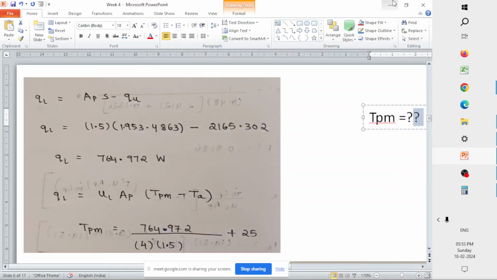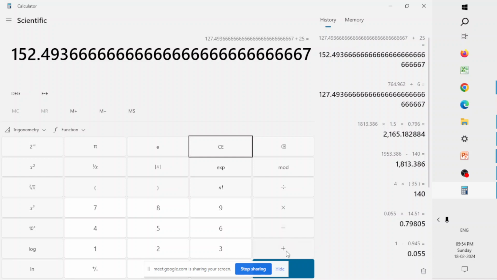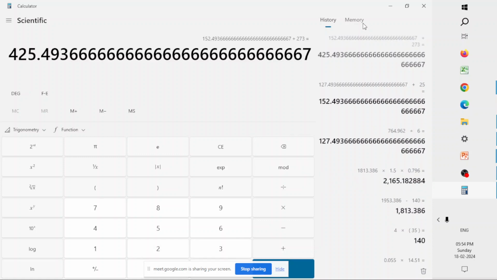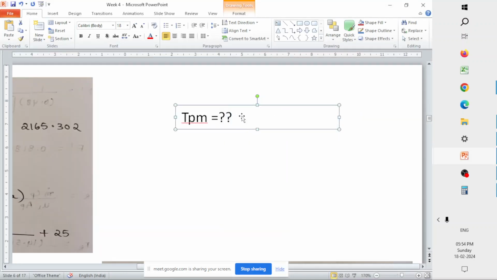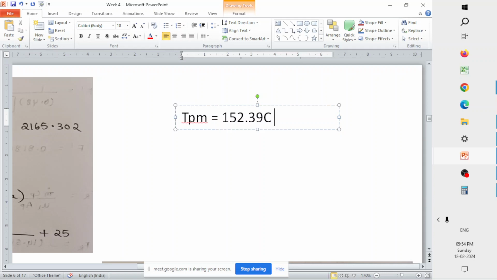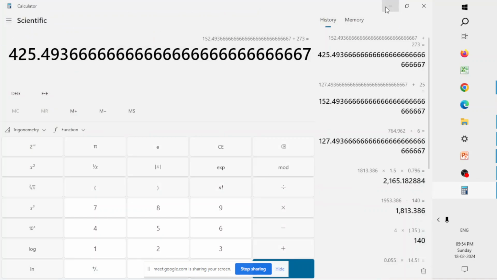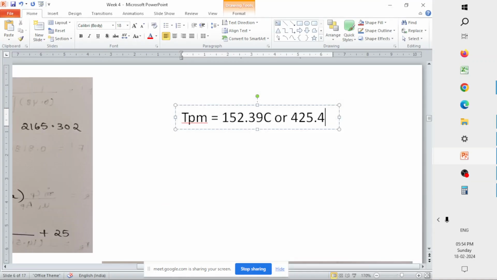And this plus 273. Let us express it in terms of both Kelvin as well as degree Celsius, because in case anywhere it requires you to use Kelvin, then we can use Kelvin there. 425.49 Kelvin.